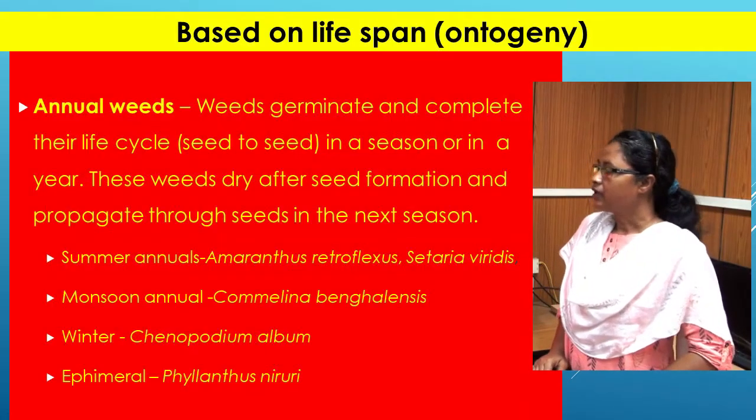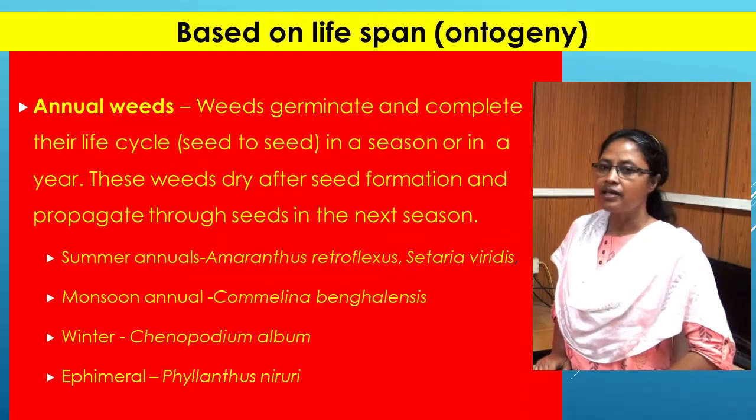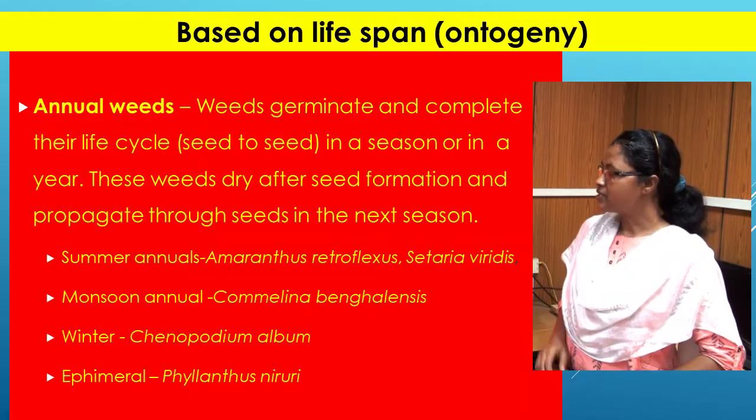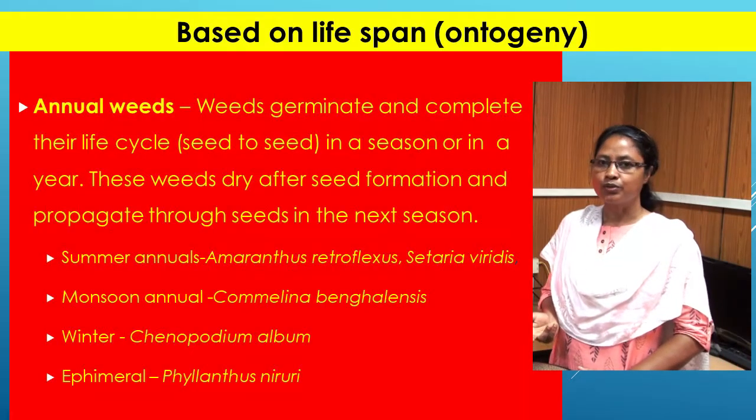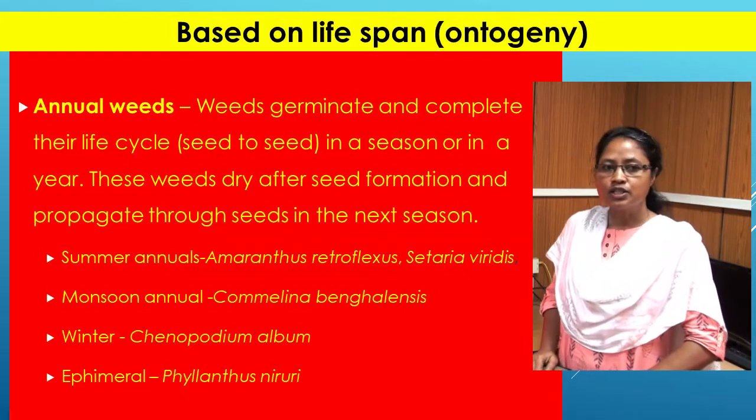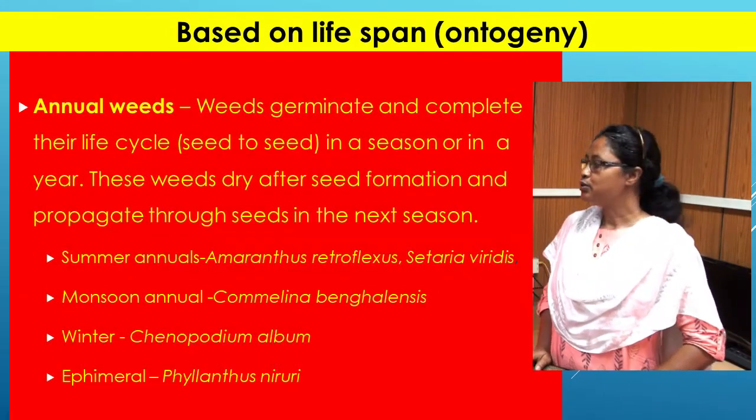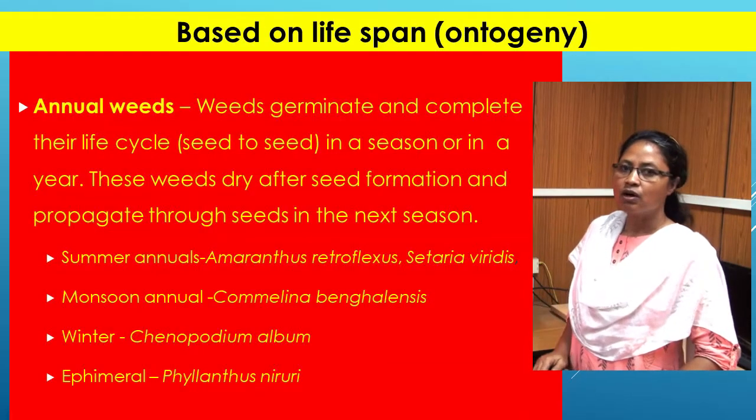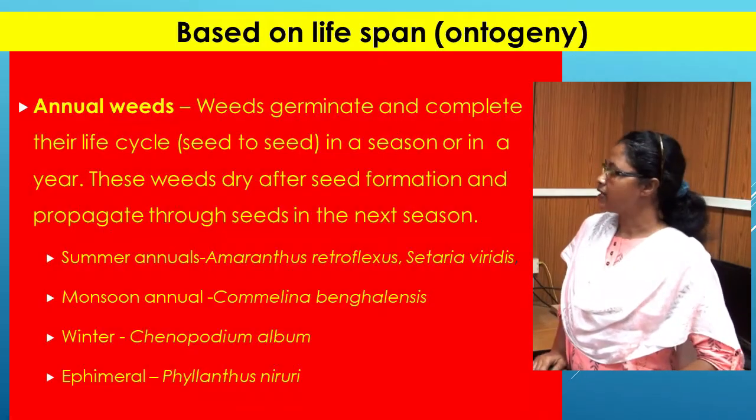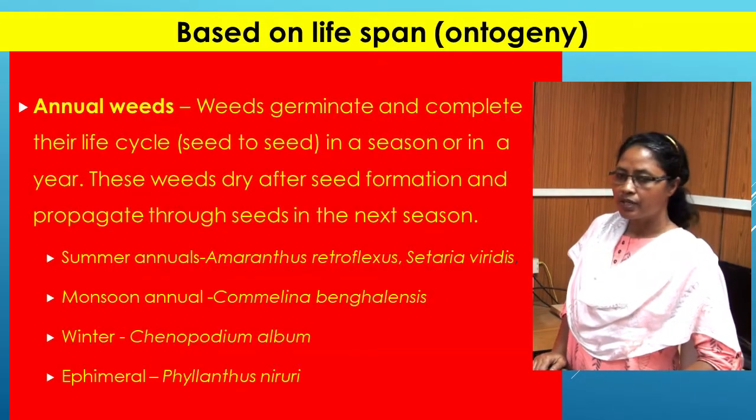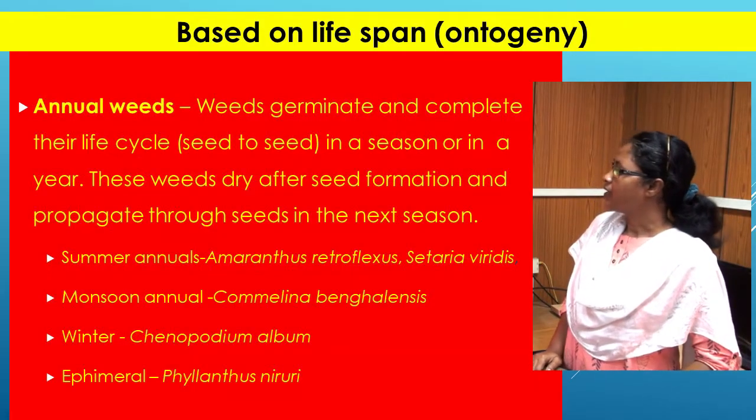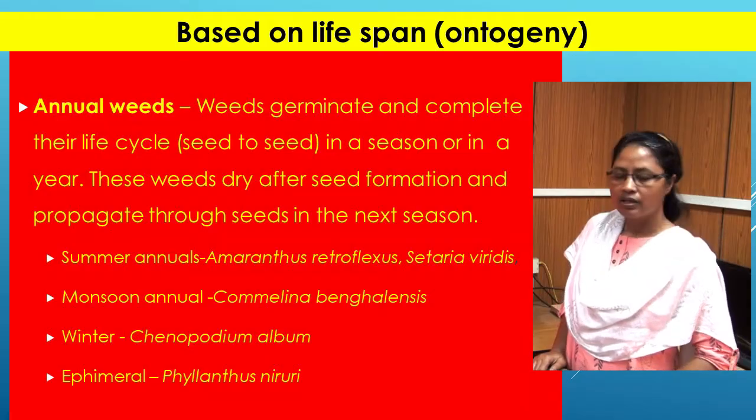Under annual weeds, some weeds appear during the summer season, some during the monsoon season, and some during the winter season, and these weeds are not found in other seasons. So according to when they are found, they are categorized again. The examples of summer annuals are Amaranthus retroflexus and Setaria viridis.